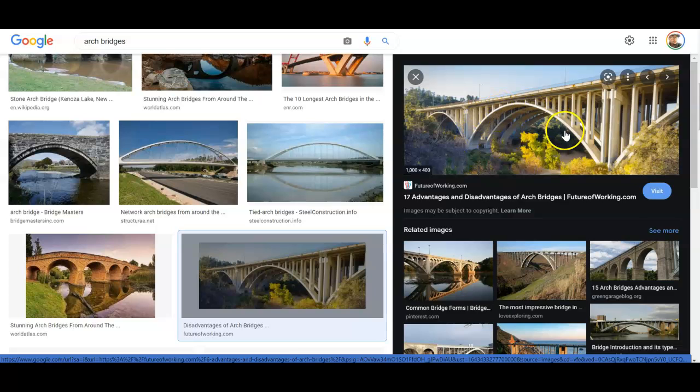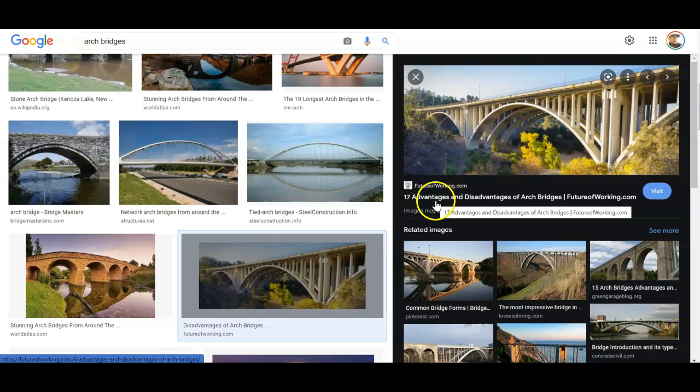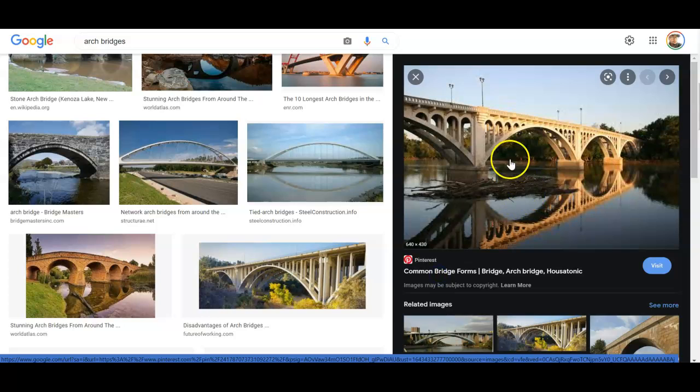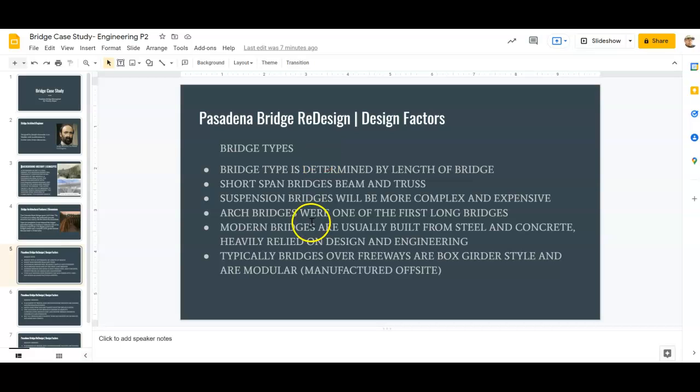This is also an arch bridge. Look, it even says 17 advantages and disadvantages of arch bridges. Again, we're looking at common things where you have to continue to make arches and arches. And if this is a busy river, not a lot of boats can come through at the same time. They have to coordinate who can go through certain parts of the river. So anyway, those are arch bridges.